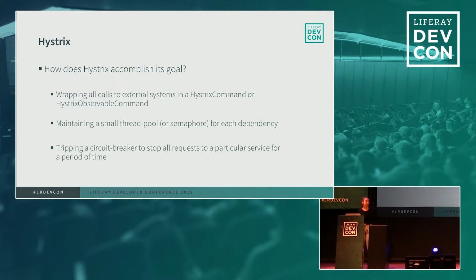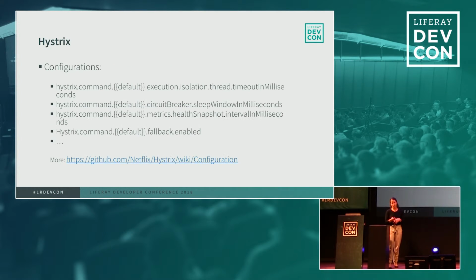So Hystrix accomplishes this by wrapping the requests in a Hystrix object, which can be a Hystrix command or Hystrix observable command, to maintain a small thread pool for all remote services, to control the number of threads to each of them. And Hystrix will trip the circuit to stop the requests if it's necessary, based on a lot of configurations that you have to do.